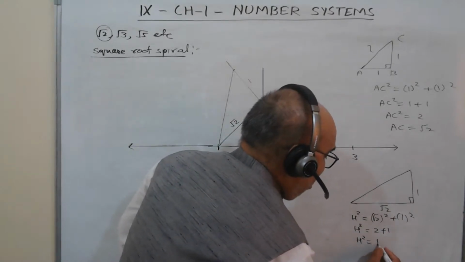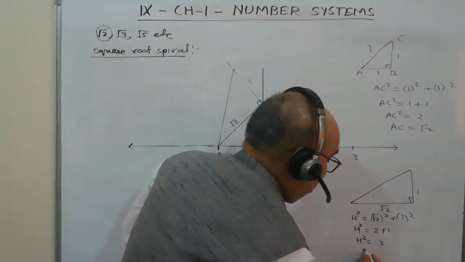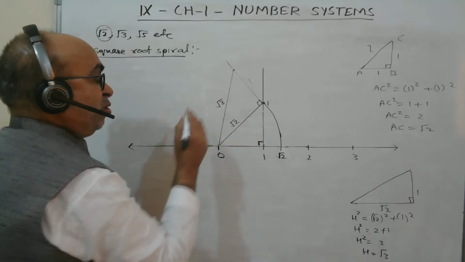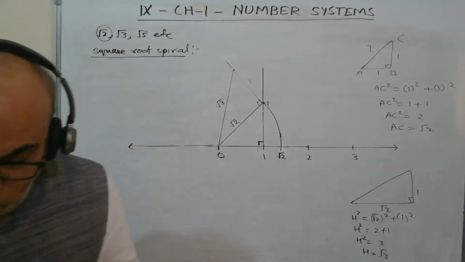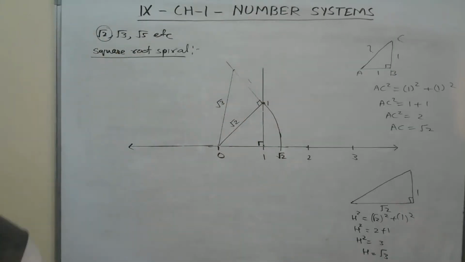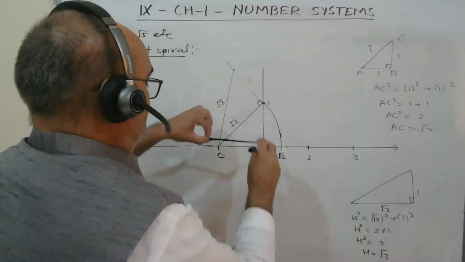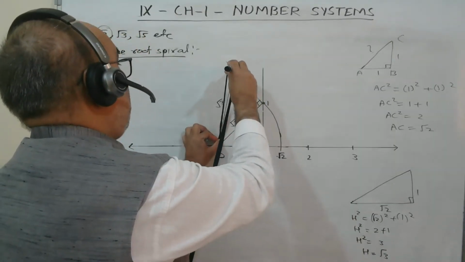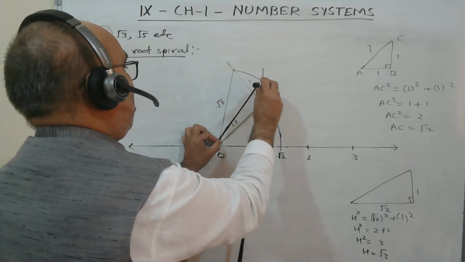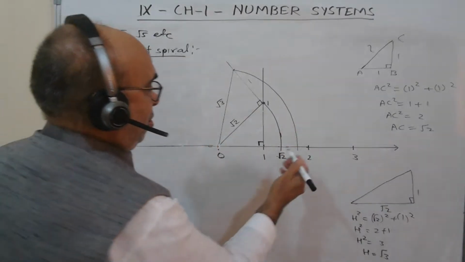So hypotenuse squared is equal to 3, so hypotenuse is equal to square root 3. So this hypotenuse will be square root 3. Now if you want to represent square root 3 on the number line, again we need a compass. See, this is square root 3.